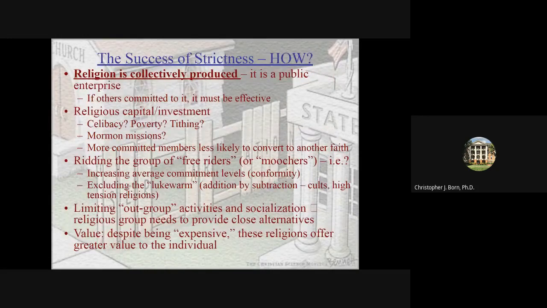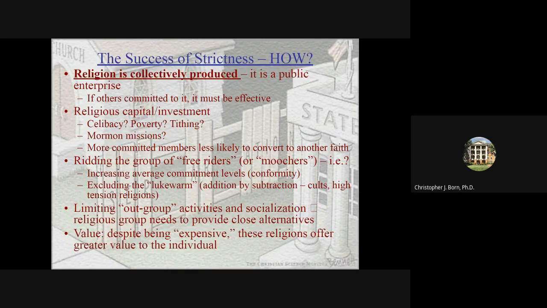And so the success of strictness, how does this happen? Well, the idea is that religion is collectively produced. Think of a concert or a movie theater. Think of going to a comedy in a movie theater. Since you're surrounded by people laughing, you're laughing too. It amplifies the experience you're having. It's the same thing when there's a lot of people in the pews or in a particular religious congregation.